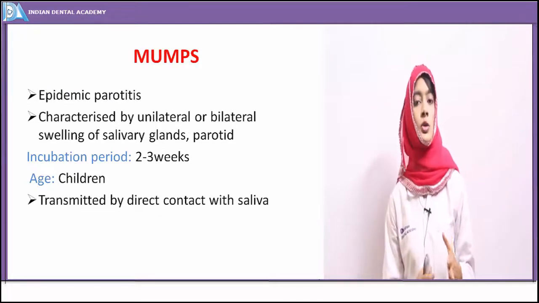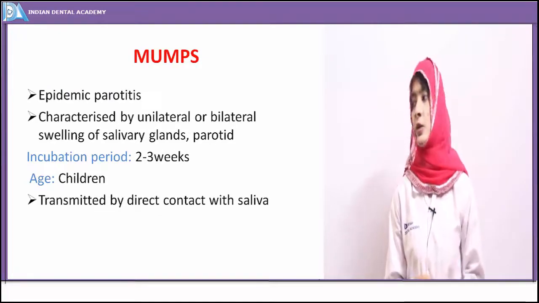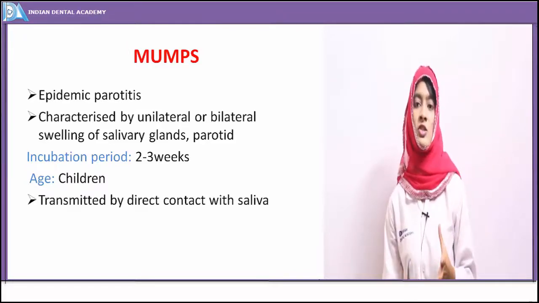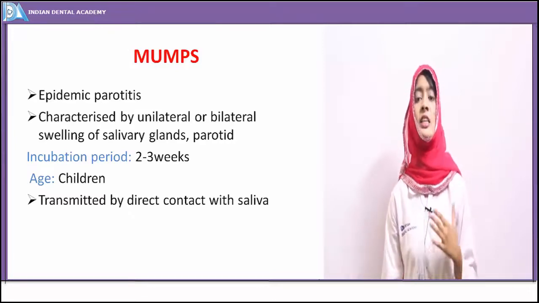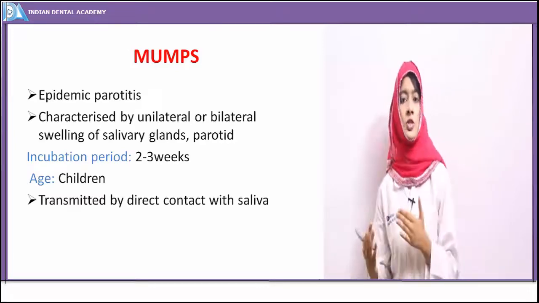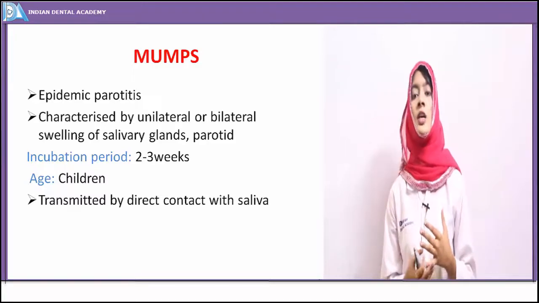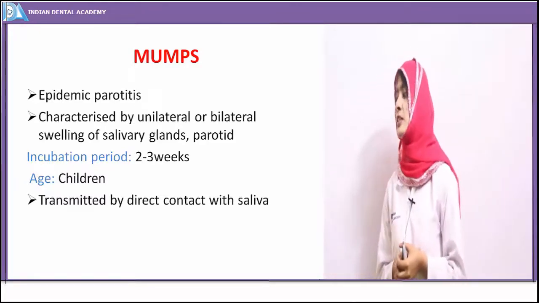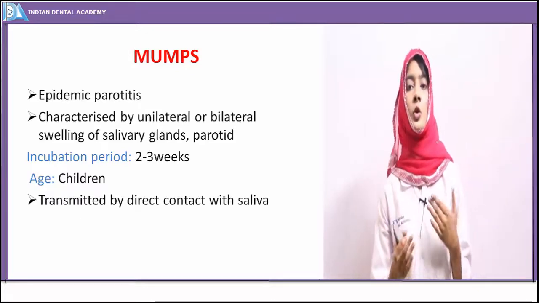Mumps is also known as epidemic parotitis, right? So there is characteristic enlargement or bilateral swelling of the involved salivary glands, chiefly the parotid gland. The submaxillary or submandibular may also be involved a few of the times, but characteristic is the parotid gland involvement. The incubation period is about 2 to 3 weeks.